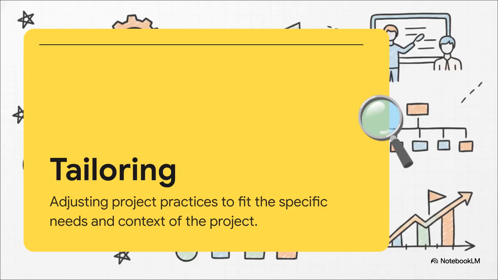But wait, how do we practically apply those abstract principles to those broad domains in a way that actually makes sense for our specific day-to-day reality? Well, the magic word is tailoring. Tailoring is the connective tissue linking the why and the what.